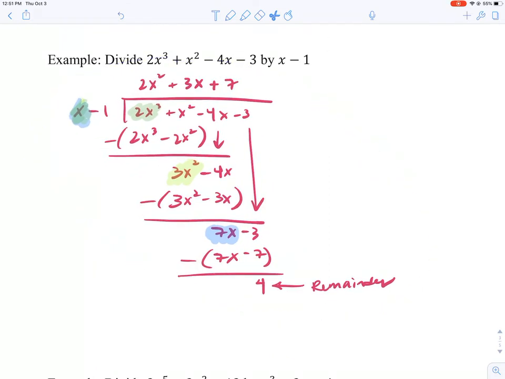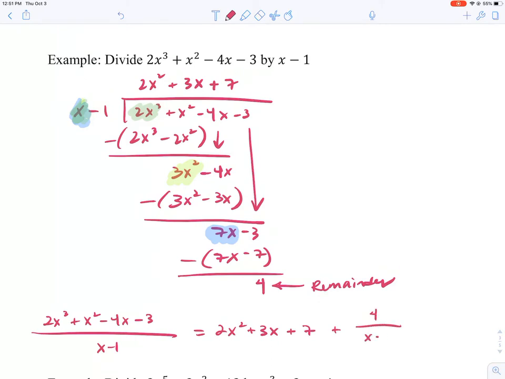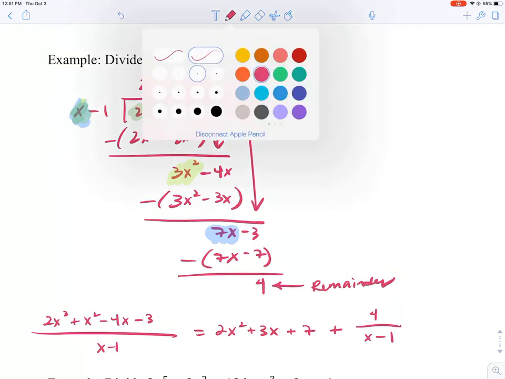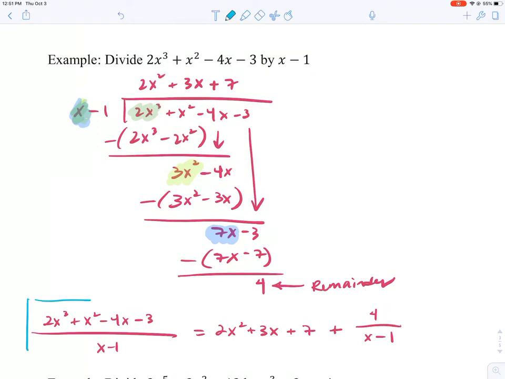So how I can write my answer is that 2x cubed plus x squared minus 4x minus 3 divided by x minus 1 equals 2x squared plus 3x plus 7, and then plus the remainder over the divisor. And we're done.